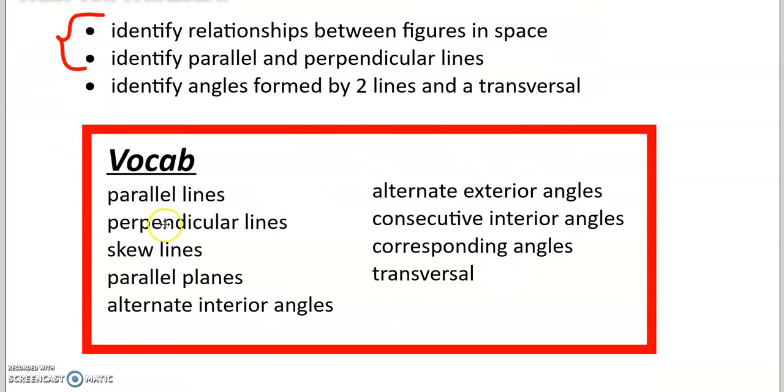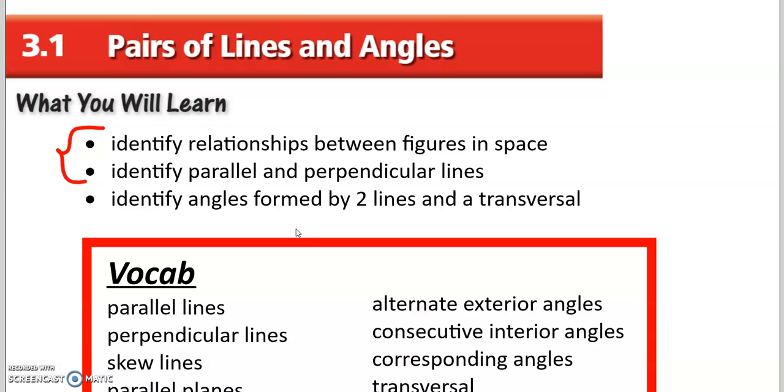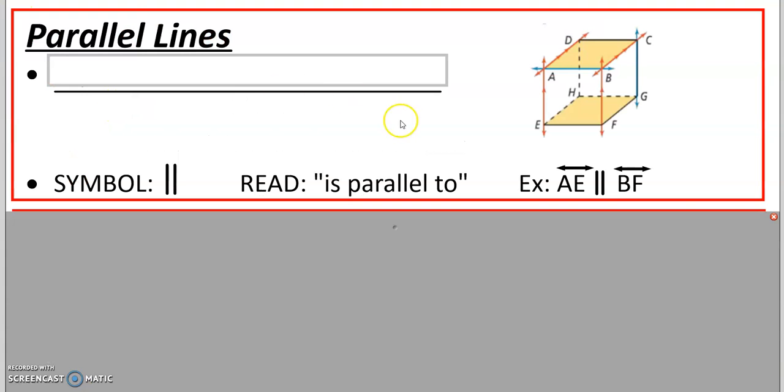Tons of vocab in this chapter, okay? So get those flashcards ready. A lot of new terms, right? These are very unfamiliar to us. Transversal, what the heck is that? You know, alternate interior angles, oh boy. Lots of things for us to define, and we want to make sure we are ready to use them. We're going to use them all through chapter 3, guys. So we want to make sure we start off strong and start with a good understanding. So let's talk about some of these vocabulary words.